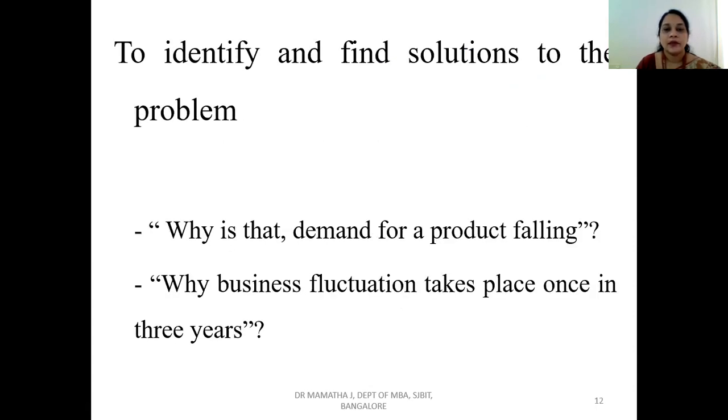For example, in your company, say the demand for your product is falling. You observe that the demand for your product in the market is fluctuating and falling. You want to know the reasons why it is falling and why your competitors are doing well in the market. Then you can take up research and find out what is happening in the market. Then, why does business fluctuation take place once in 3 years? Based on your previous data, you have done an analysis and found that every 3 years there is a fluctuation in your business. So, what might be the reason?